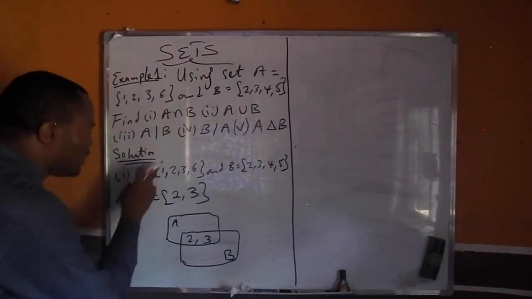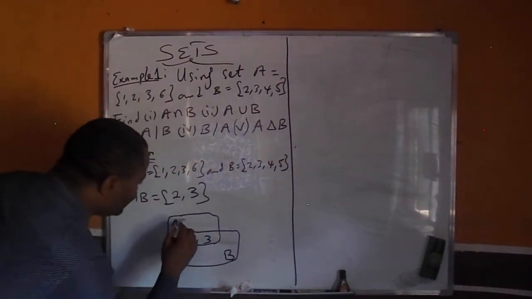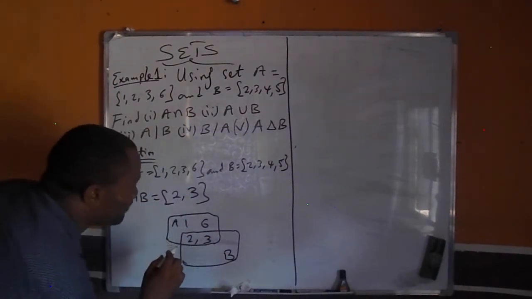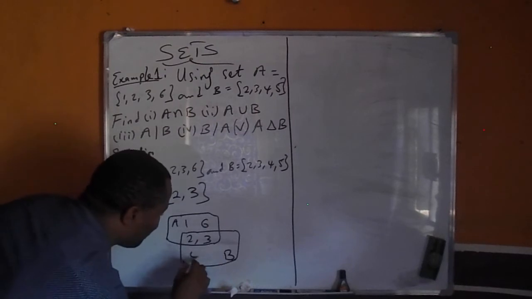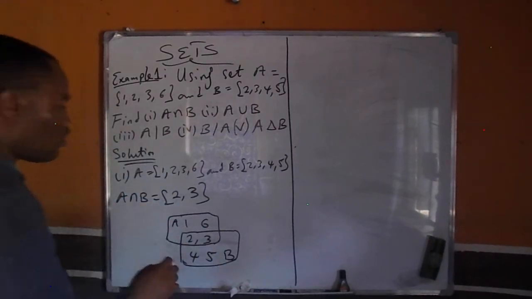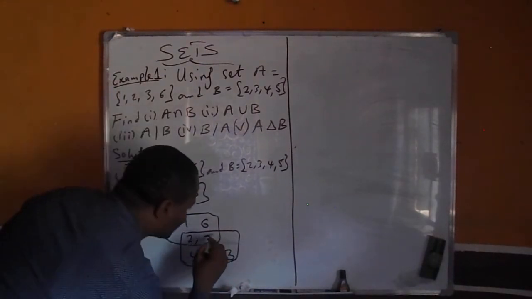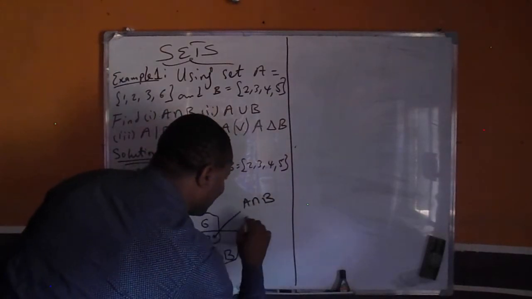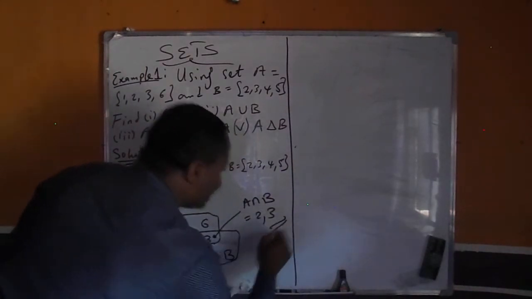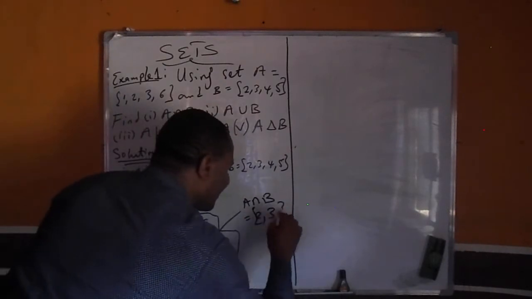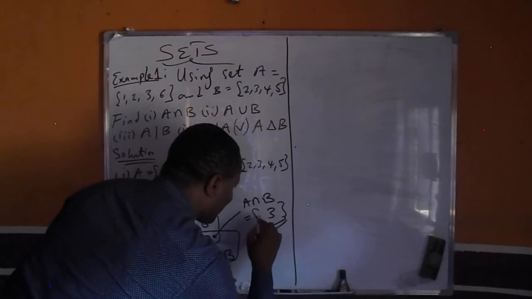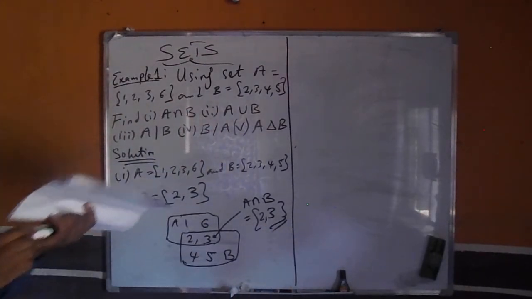And in A, what do you have left? You have 1 and 6. In B, you have 4 and 5. So what is pointing to the intersection is what we have here. This is what is pointing to A intersection B, which equals 2 and 3. This is our answer here. So that is our answer for that.